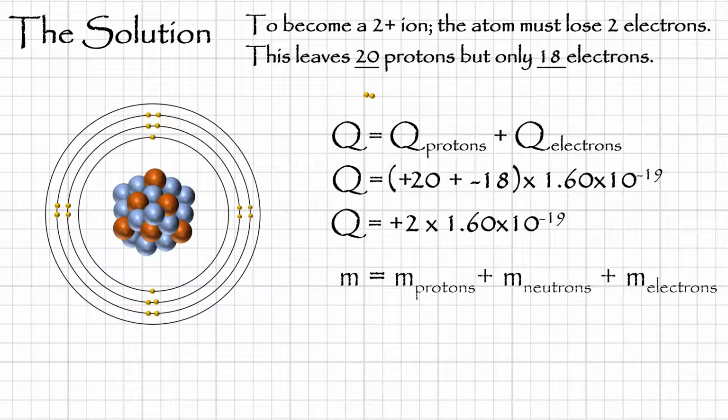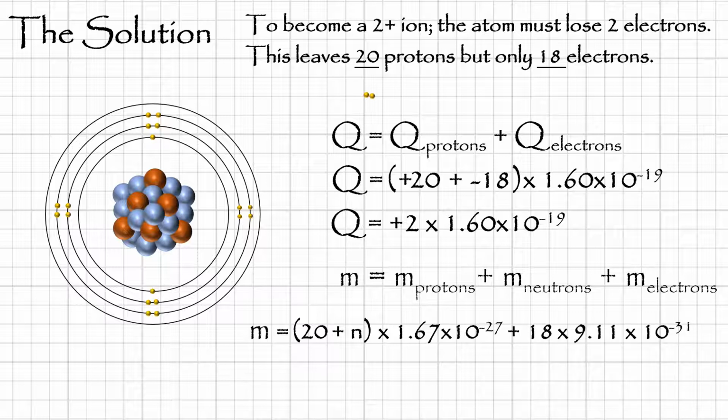The mass is a little more difficult. We have to consider the mass of the protons plus the mass of the neutrons plus the mass of the electrons. We already know there are 20 protons, but we don't know the number of neutrons, so we'll denote this with an n. So we've got the mass is 20 plus n. We multiply this by the mass of the proton and the neutron, which is 1.67 times 10 to the minus 27 kilograms. Then we add in the 18 electrons, which each have a mass of 9.11 times 10 to the minus 31 kilograms.